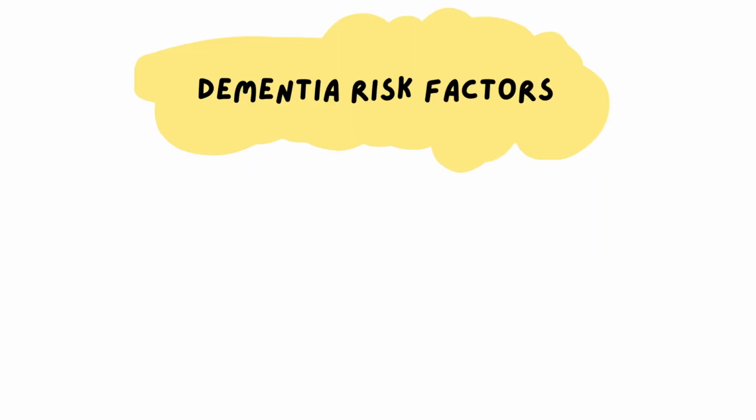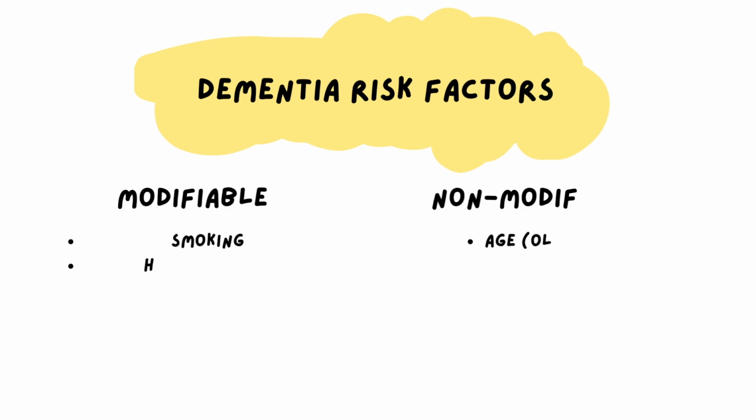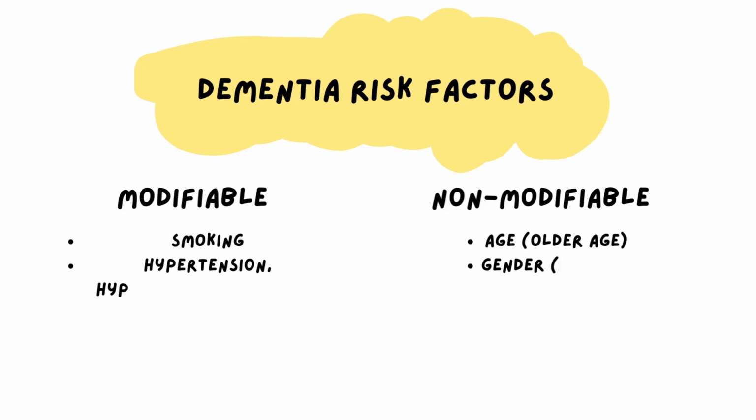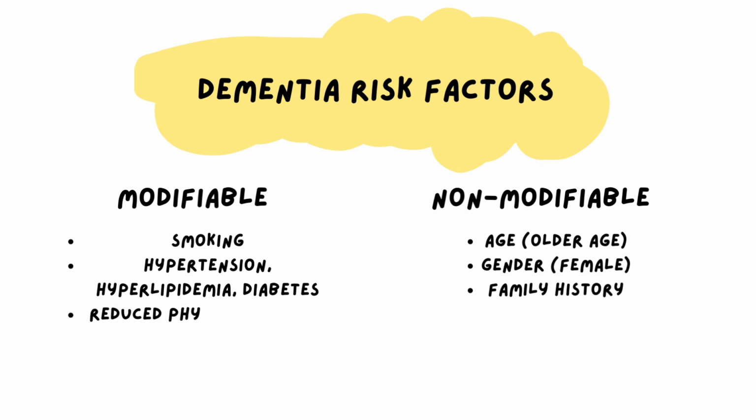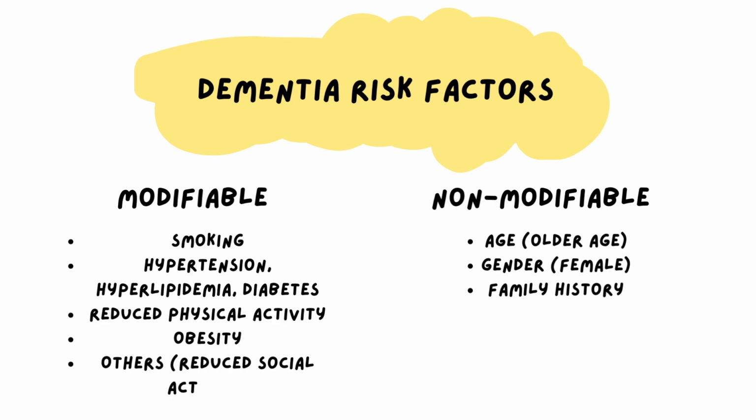Okay, can you tell me what are the risk factors associated with dementia? There are several risk factors associated with dementia. This can be classified according to modifiable and non-modifiable risk factors. Non-modifiable risk factors include age, gender, and family history.